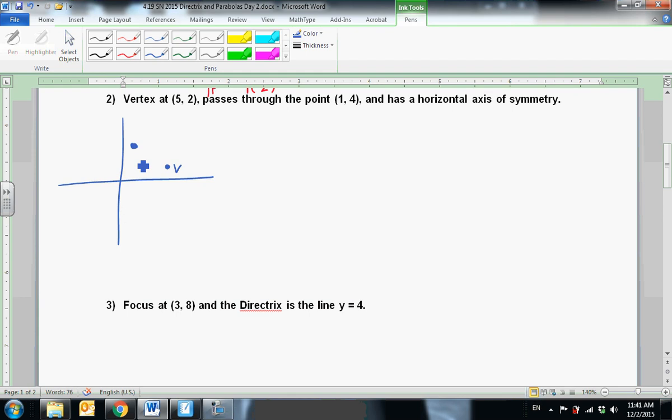Why is it important that we were told it has a horizontal axis of symmetry? Because it could either be concave up or concave left. Do y'all see that? So they had to give us a little bit more information, and they did. They said, okay, you've got a horizontal axis of symmetry. So what does that tell us? Good. Our graph opens to the left.